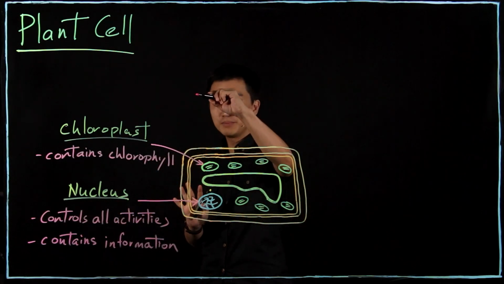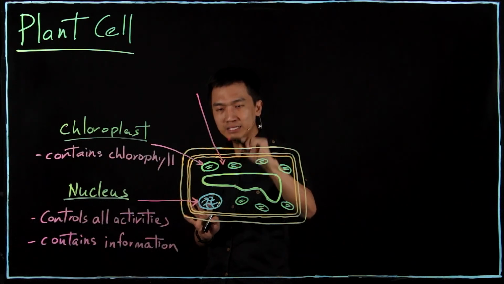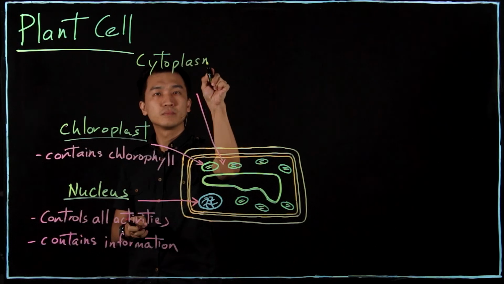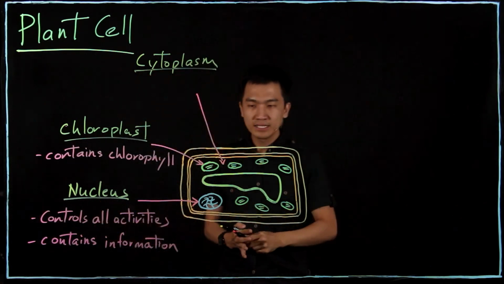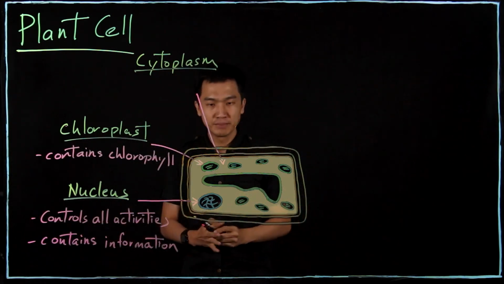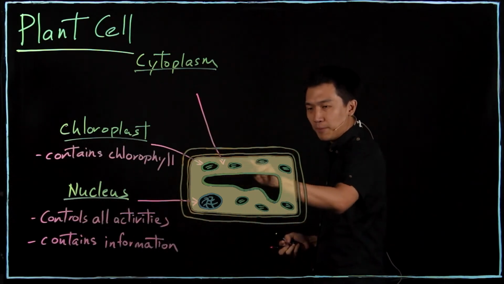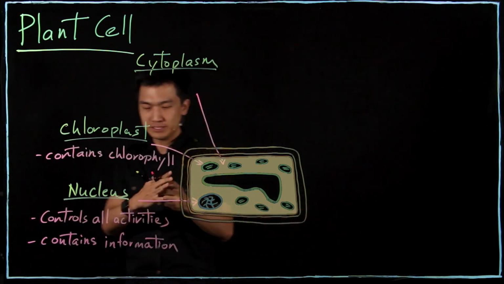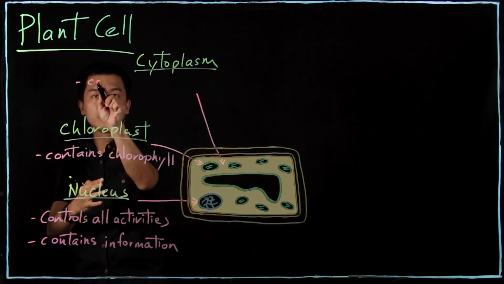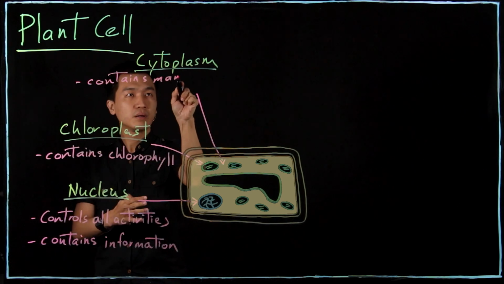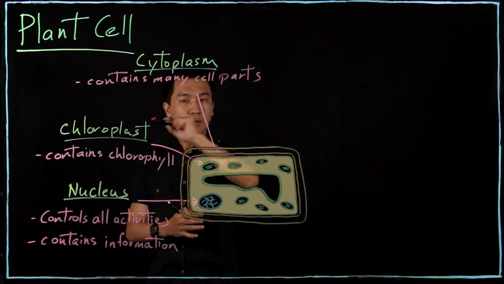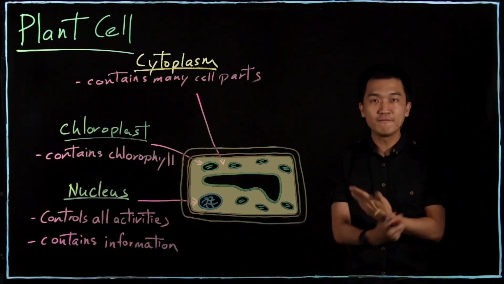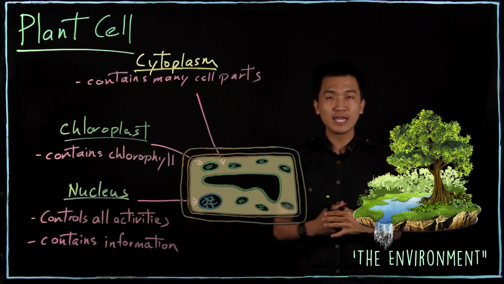but it's not an empty space. It is a jelly-like substance called the cytoplasm. Right? It's a jelly-like substance called the cytoplasm. Now, you can notice that all the cell parts exist inside the cytoplasm, so we can therefore say that the cytoplasm contains many cell parts.